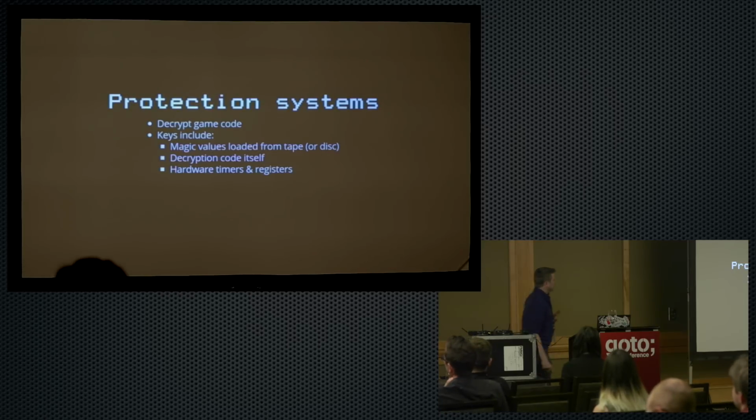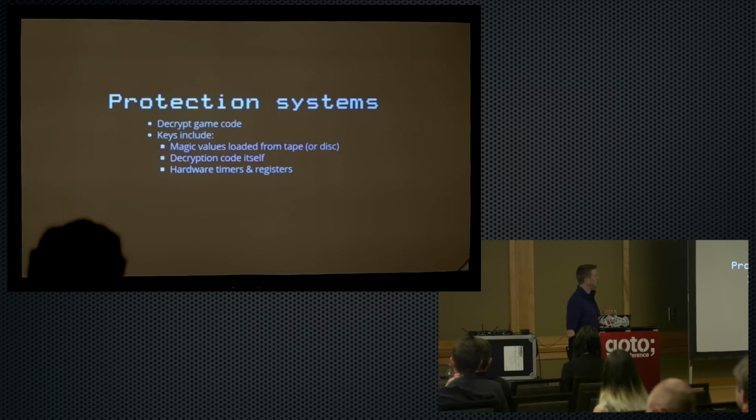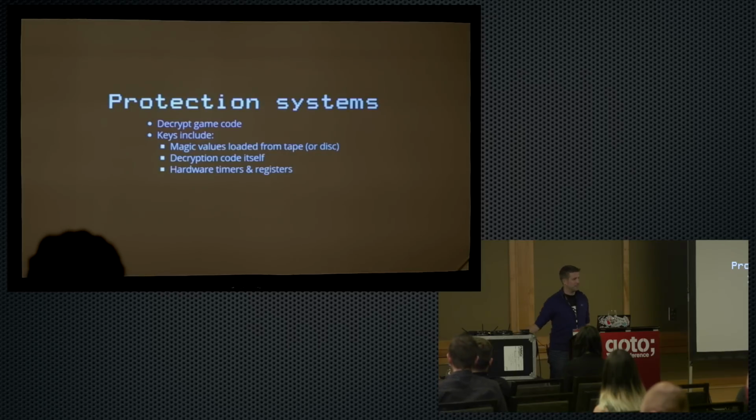The really good game protection systems would use hardware timers and hardware registers. While they were running, they would read from those memory-mapped counters that were forever counting down. That meant that if you disturbed the amount of time it took to do the decryption in any way whatsoever, the timers wouldn't stop. They keep on going. You would start getting bogus values, the key would be corrupted, and the game would not decode. So you couldn't even single step through it, even if you had a debugger, because you would disturb it.